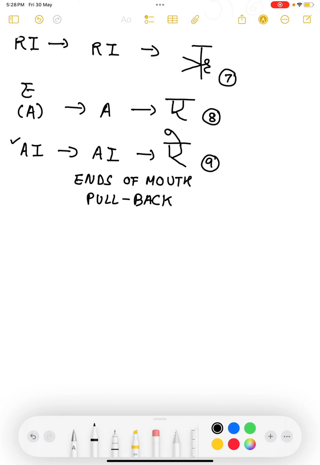Alright. Going on to the next one now, the 10th one. The next vowel is O. Like we say O for orange. That O sound comes up in this particular vowel. Let's see how to write this one down first.